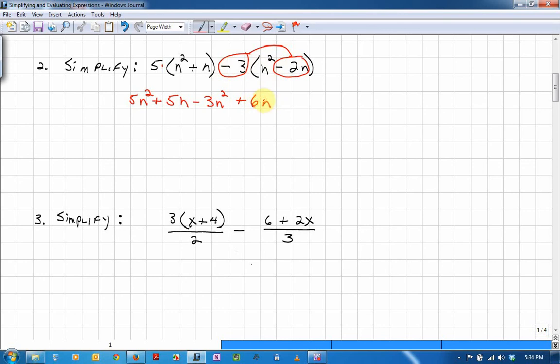Now let's combine like terms. So we have the 5 on the n squared in the front and a minus 3 on this n squared. So 5 minus 3 is 2. And we have 5n and a plus 6n. And that's my answer to that one.